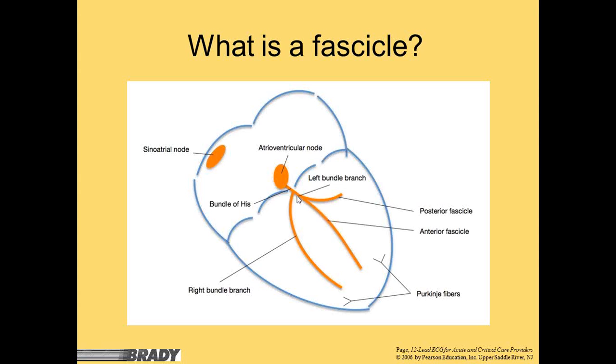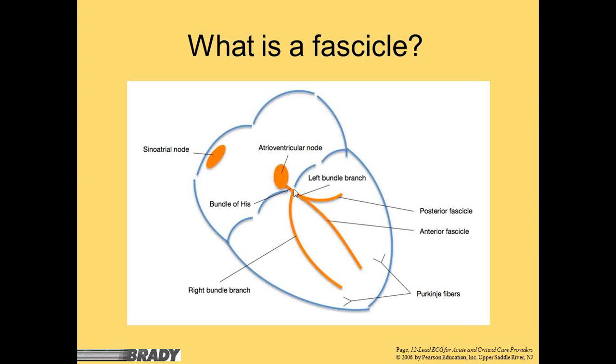Now, this is what we're talking about when we're talking about axis deviation. We're dealing with fascicle blocks, or blocks within these fascicles. And so we're going to measure where these are blocked, and which ones are blocked, based on how the electricity comes down and shoots down through here. So this is kind of easy to recognize once you just understand a few quick rules.